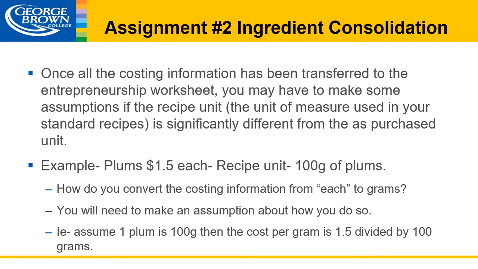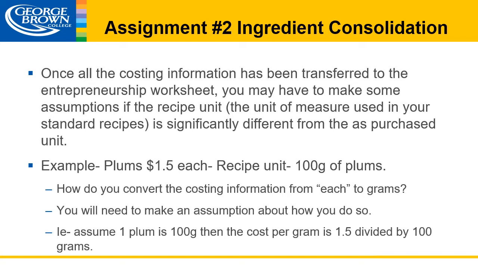So the last piece of assignment number 2 is just continuing with the ingredient consolidation. So let's say you've transferred all the costing information to the Entrepreneurship worksheet. You also have to identify the recipe unit. Okay, so this is the unit of measure that you will be using that ingredient in your menu. Okay, I have an example here. So let's say we use plums. Okay, they're $1.50 each, and the recipe unit is grams. Okay, so we use 100 grams of plums, let's just say.